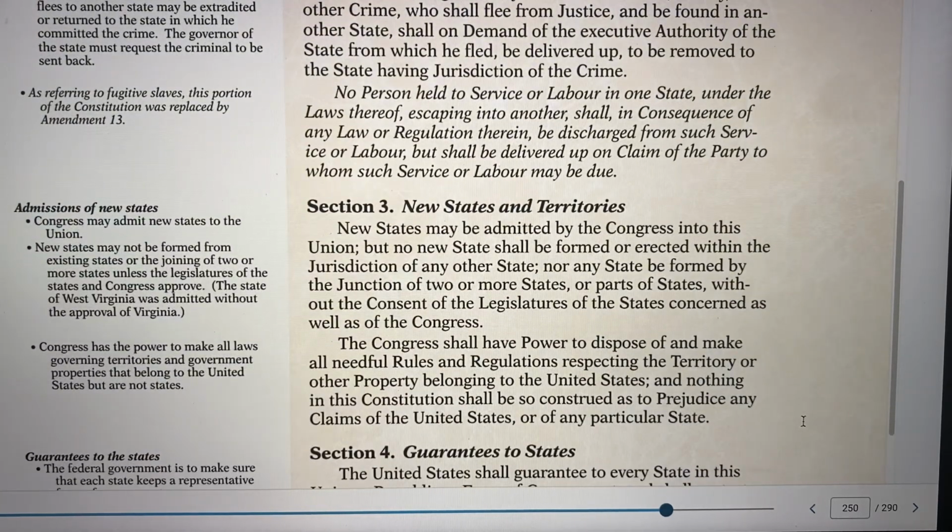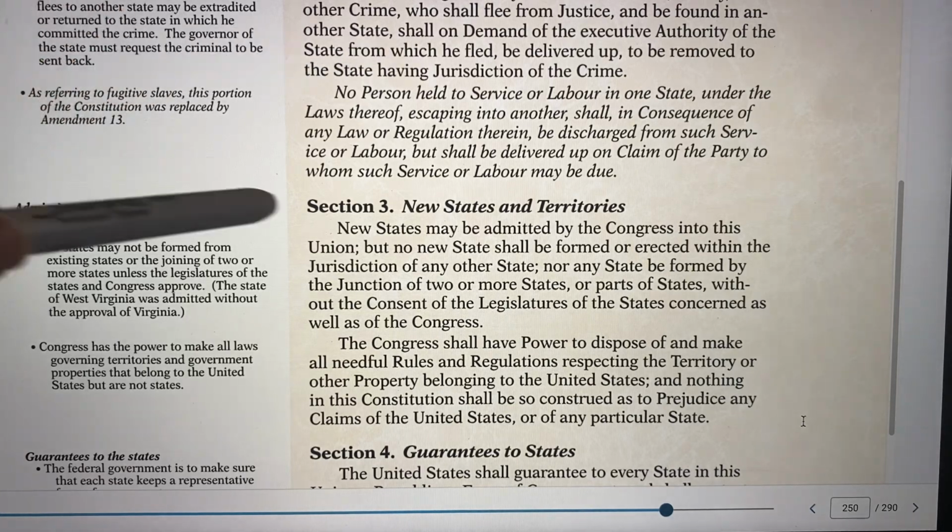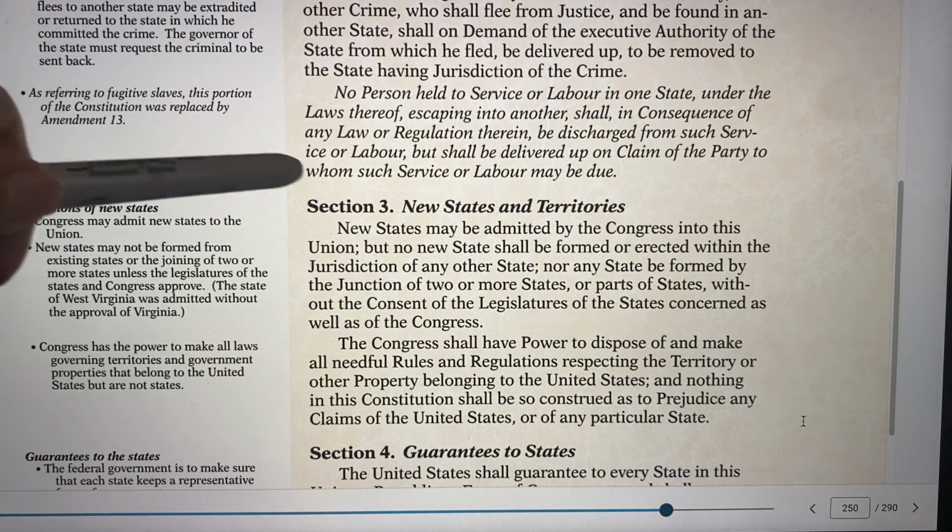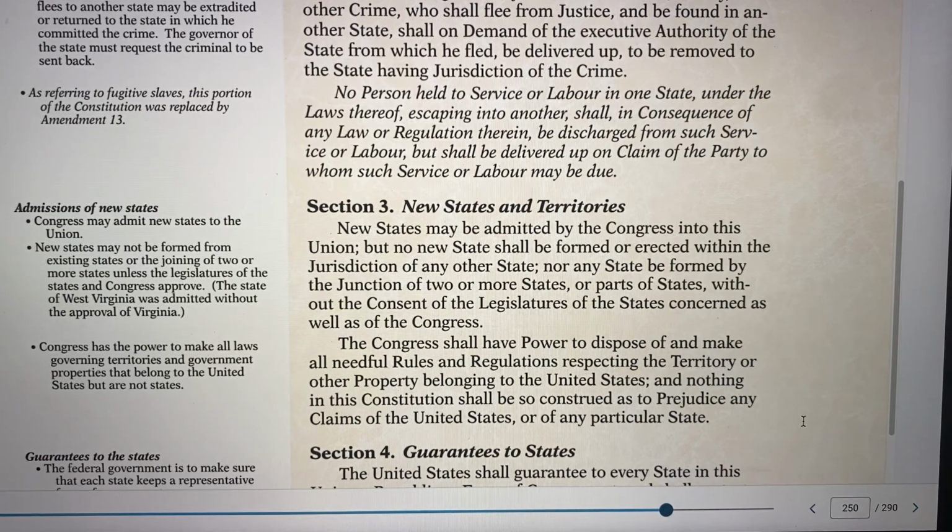As referring to fugitive slaves, this portion of the Constitution was replaced. So when it talks about slavery, that's done away with by the 13th Amendment. There's no slavery anymore.